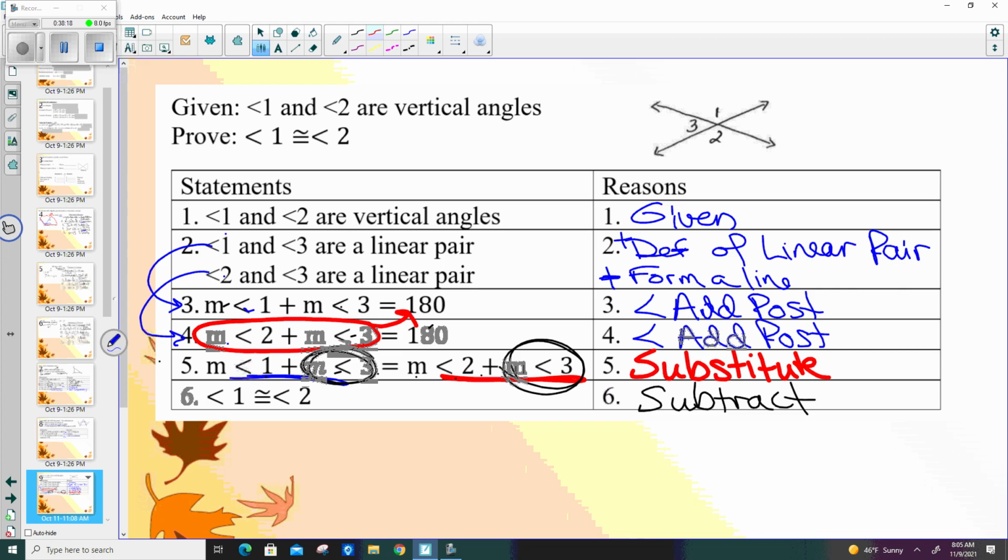Where did angle 3 go? Well, it was on both sides. For it to go away, it was being added on both sides. The only way to make it go away is to subtract it on both sides. So that's subtraction. And that's the basic gist behind a two-column proof. We have to stop and think, how can I go from one step to the next?